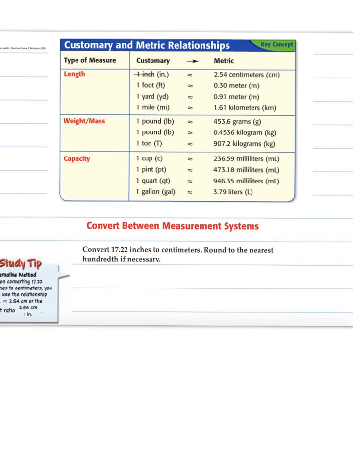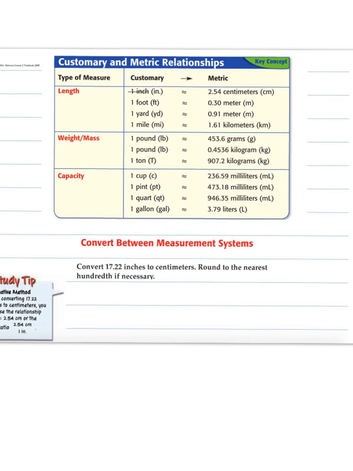All right, so here we have a table that is comparing the two measurement systems, the customary and the metric. And it shows the relationship of 1 inch is approximately 2.54 centimeters, 1 foot is approximately 0.3 meters, and so forth. Okay, and our example down here is that we want to convert 17 and 22/100 inches to centimeters, round to the nearest hundredth if necessary.